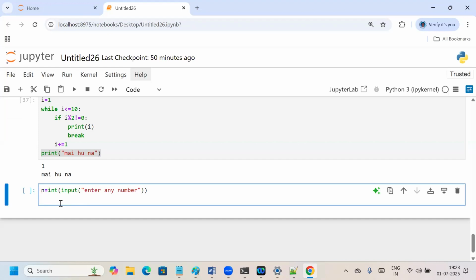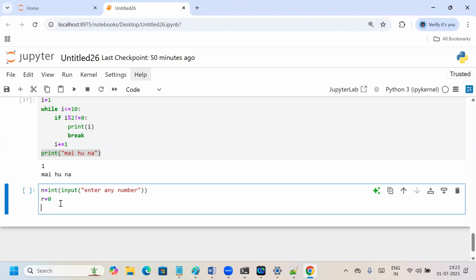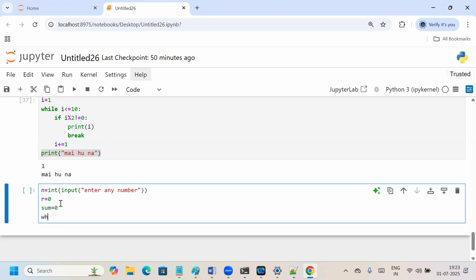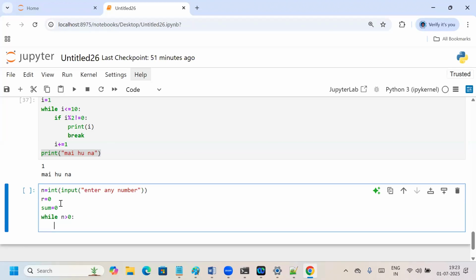What should I write here? Any variable required here? Which variable? Shall I take remainder? R equals to 0. Sum equals to 0. While n greater than 0, what do we have to do until then? What to do, guys? Modulo. So R equals to n modulo 10.